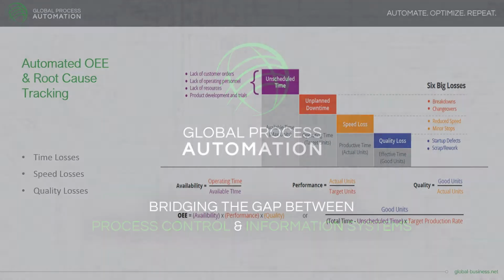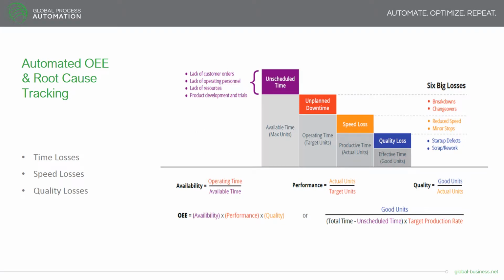In this webinar, we will be using Capstone's DataPark product to look at automated OEE and root cause tracking. OEE is defined as operational equipment effectiveness. This is used to track non-production items such as time loss, speed loss, or quality losses.